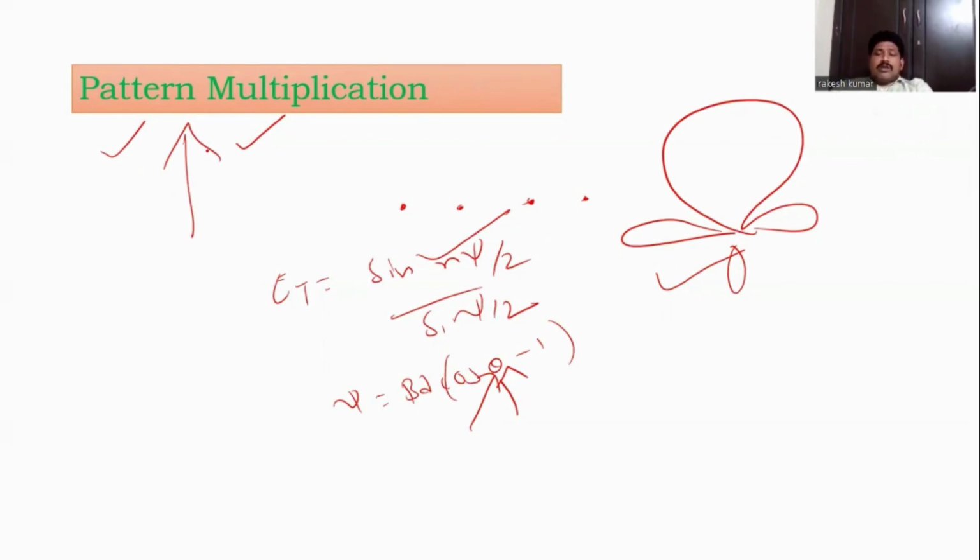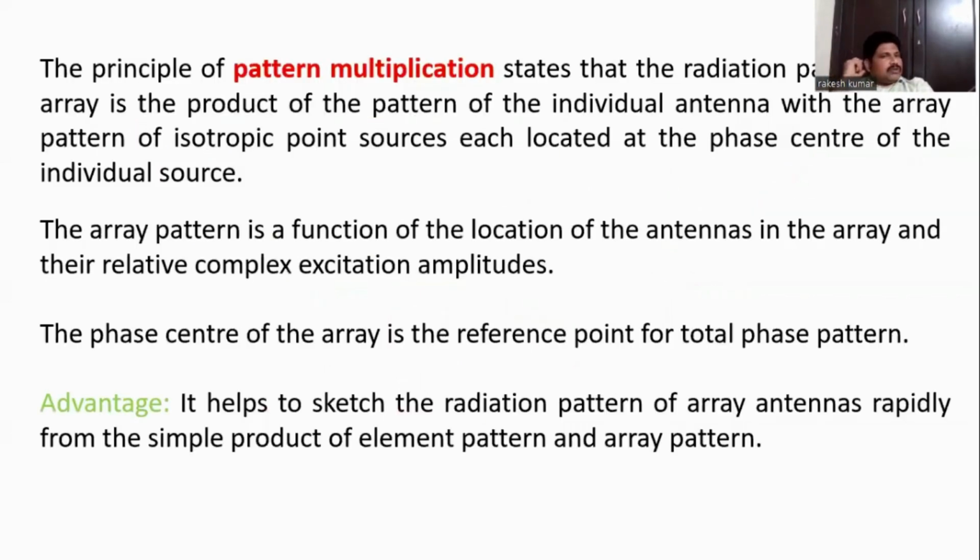This technique is applicable only for identical sources. See here, the principle of pattern multiplication states that the radiation pattern of an array of antennas is the product of the pattern of individual antennas with the array pattern of isotropic point sources, each located at the phase center of the individual source. The array pattern is a function of the location of the antennas in the array and their relative complex excitation amplitudes. The phase center of the array is the reference point for the total pattern.